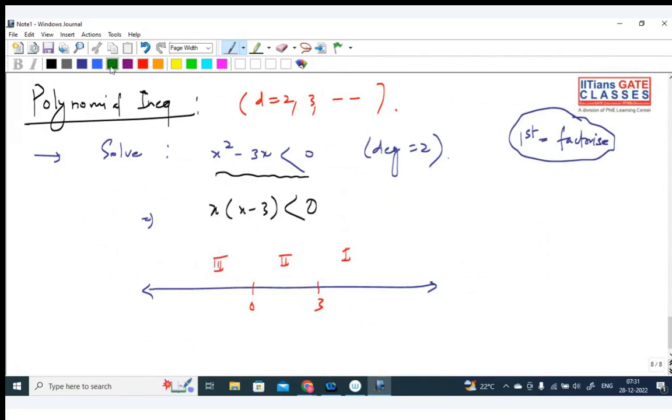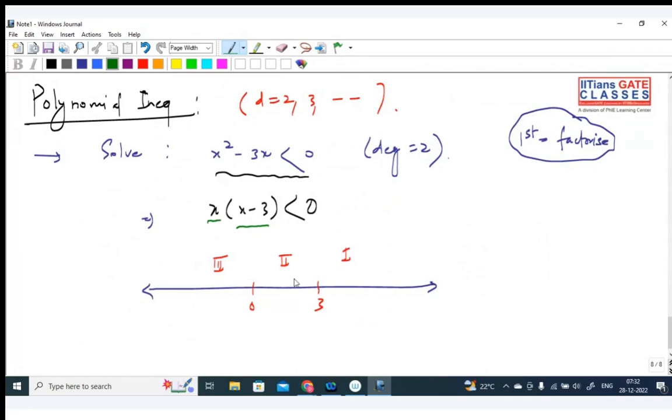So you have to decide, if you put an x value greater than 3, this quantity will be positive, and this will also be positive, right? And if you put the x value between 0 and 3, what will happen? Your overall function is going to be negative, okay? And that's what we want. I believe this is fine for everyone.